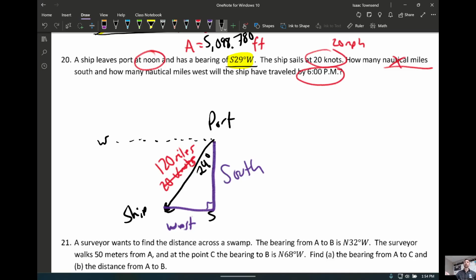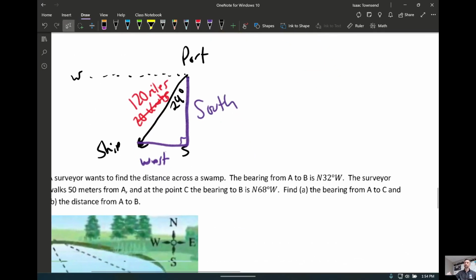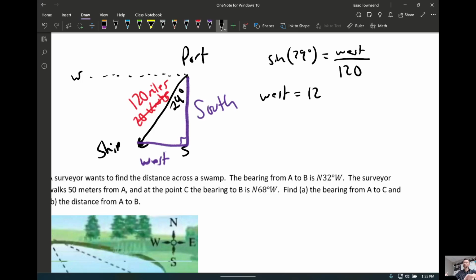That's all the important parts, because now we can get the two lengths just like you did questions 1 through 15. You could do a sine equation if you want opposite over hypotenuse. So the distance that you traveled going west would be 120 times the sine of 29 degrees, which is about 58.177 nautical miles.